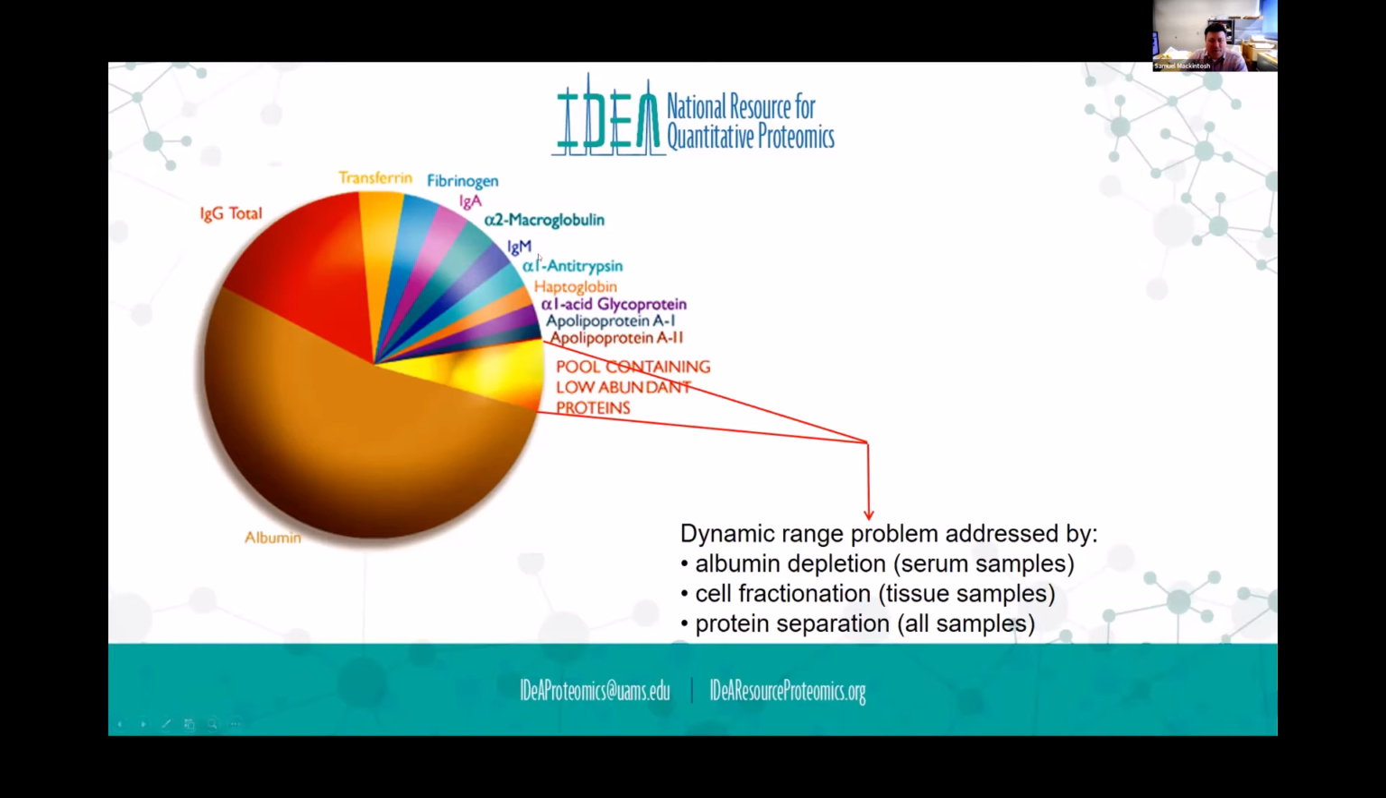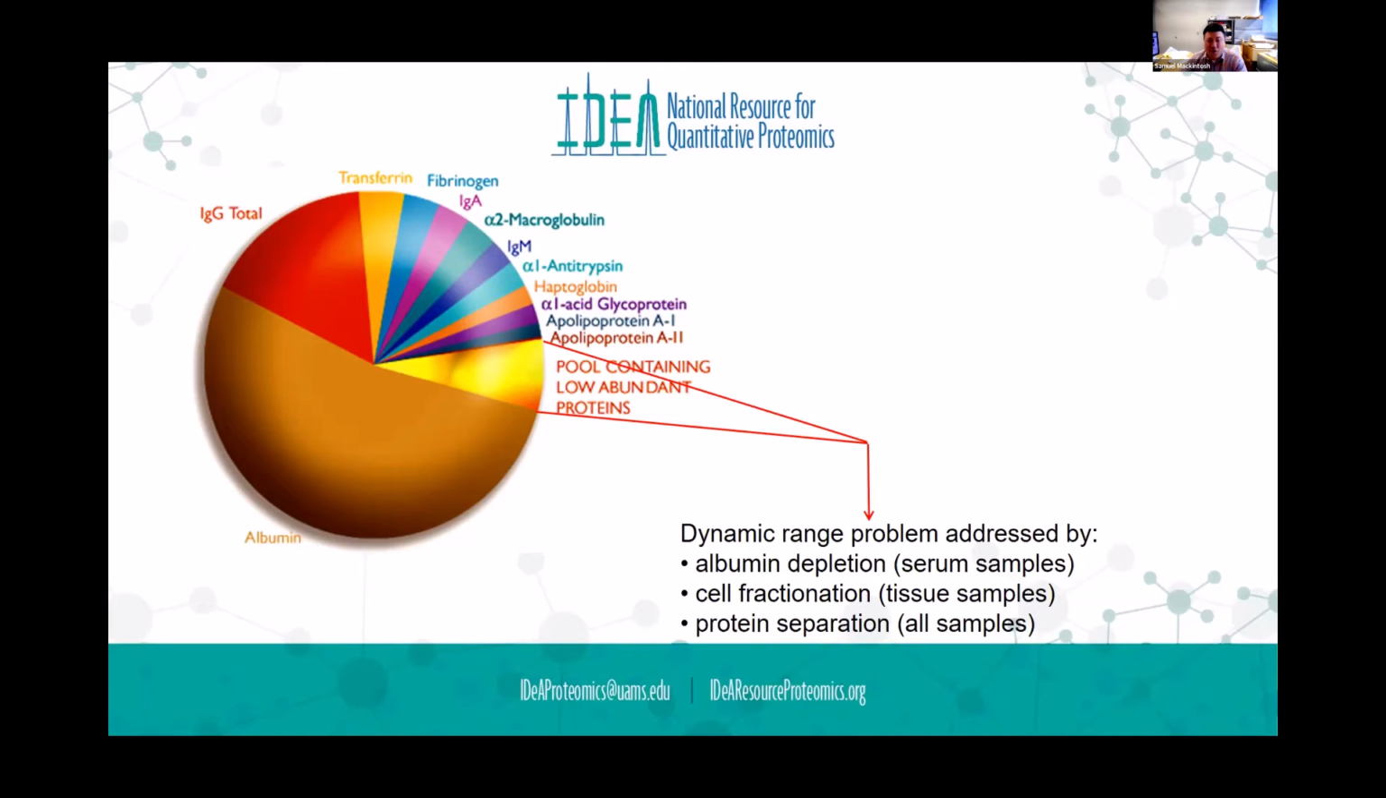So proteomics is not just challenging because you have to detect low-level proteins. It's more challenging because you have to detect low-level proteins in the presence of far more abundant proteins, which is a much more difficult problem. So there are a couple of solutions to that.